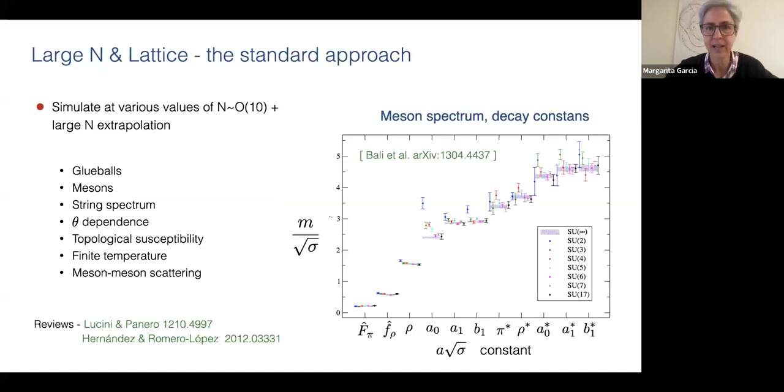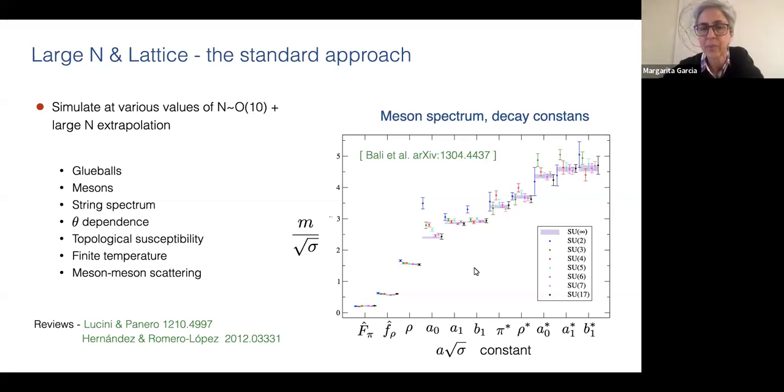But before that, let me start by saying that there is a very large amount of work that has been done on the lattice for large N gauge theories using what I call the standard approach to large N gauge theories. For instance, you have here the meson spectrum and the decay constants. This is a rather old paper, but I think probably for the meson spectrum it is the most complete to present using this kind of approach.